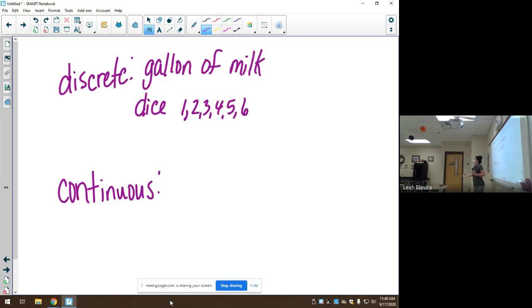I'm not going to roll it half a time either. I'm either going to roll it 2 times, 3 times, or no times, but I can't roll it negative times. I can't roll it fractions of a time. I roll the dice and I get these numbers as outcomes. So rolling a dice is an example of discrete. Buying gallons of milk at the store is an example of discrete.